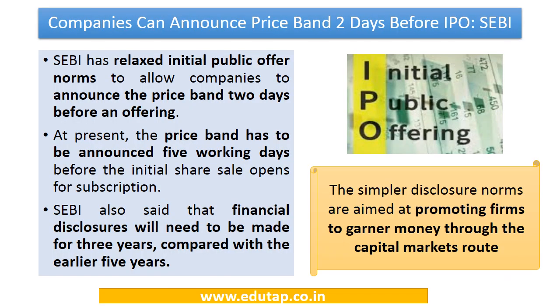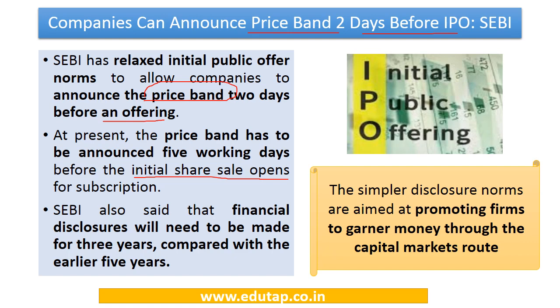Next is: company can announce price band 2 days before IPO, SEBI. So SEBI has recently relaxed its IPO norms, and it has allowed companies to announce the price band 2 days before an offering. Now, price band is a very important term with regard to the issue of shares. Presently, the price band has to be announced 5 working days before the initial share sale opens for subscription.